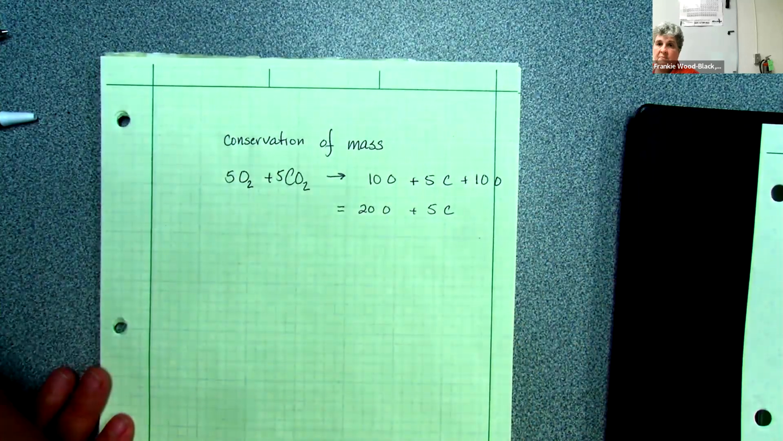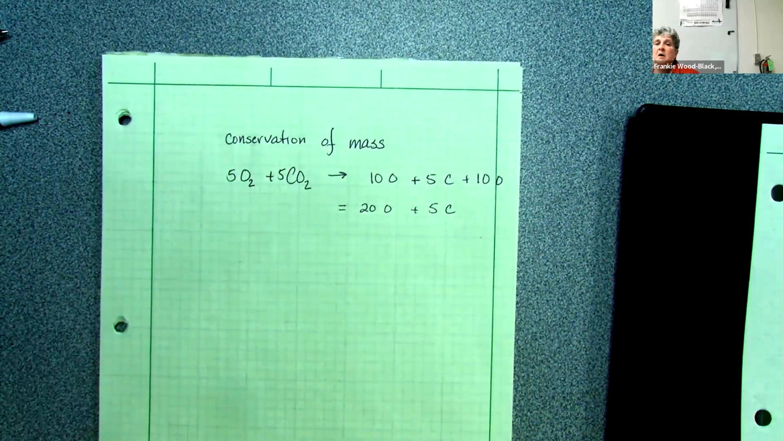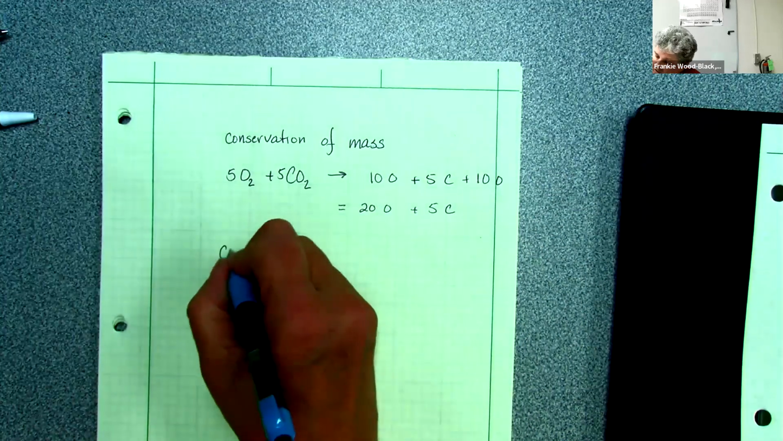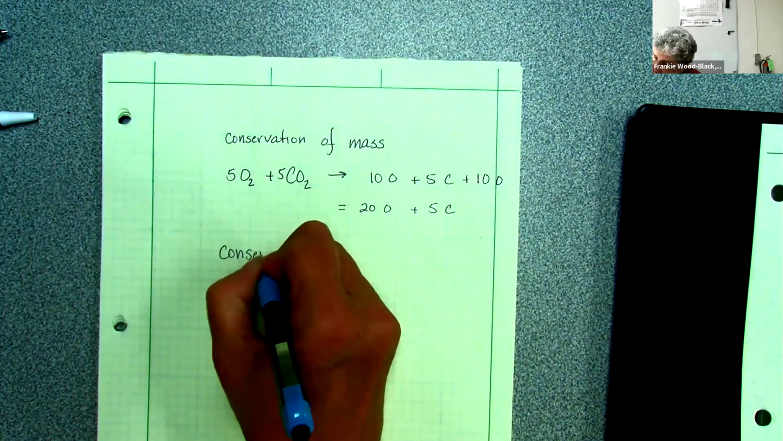Now, we haven't really talked about that in physics so far, but the same thing applies. I'm going to have the same amount of mass that I start with. I should have the same amount of mass that I end up with, which is a little bit different than how we've thought about mass. We've also said that we have conservation of energy.